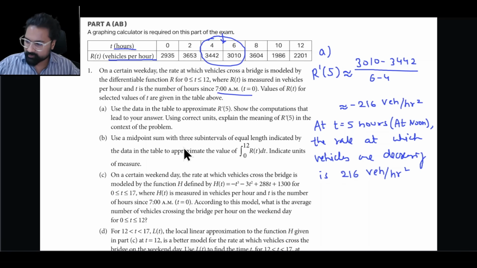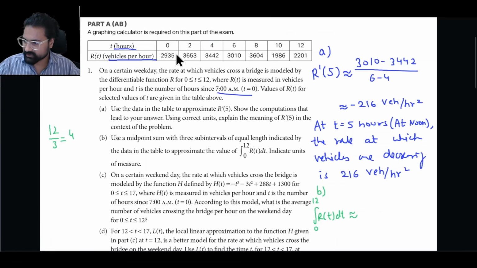Use a midpoint sum with 3 subintervals of equal length indicated by the table to approximate this particular value. Okay, so midpoint, I think I'm just going to do it over here. Since this is also an approximation, I'm going to put a squiggle symbol. 3 means the width is going to be, since the total length is 12 and there are 3 intervals, 4 units each, as in 0 to 4, 4 to 8, 8 to 12.